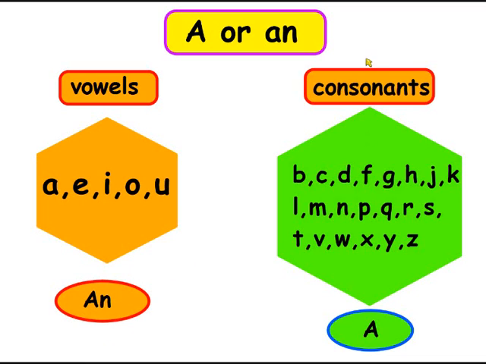Vowels, an. But if the word starts with a consonant, oh, do you remember your consonants? Oof, this is tricky. Let me see. Do you know your consonants? Tell me. B, C, D, F, G, H, J, K, L, M, N, P, Q, R, S, T, V, W, X, Y, and Z. Excellent. Oh my God, yes, you know your consonants.